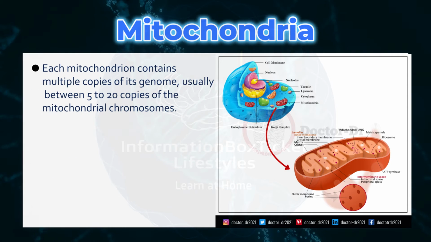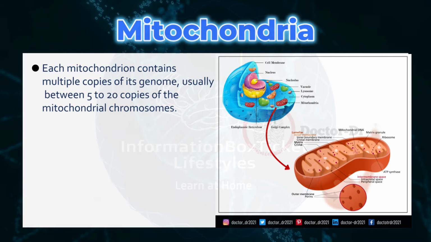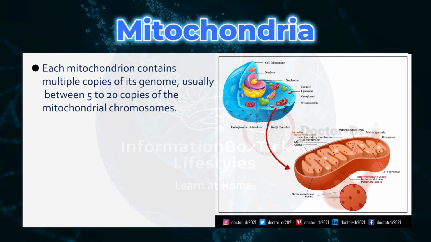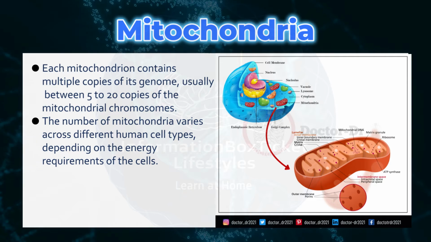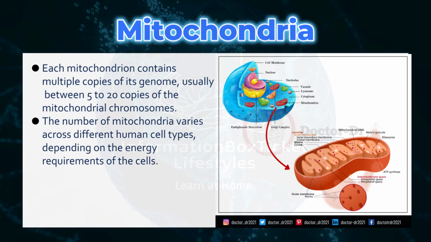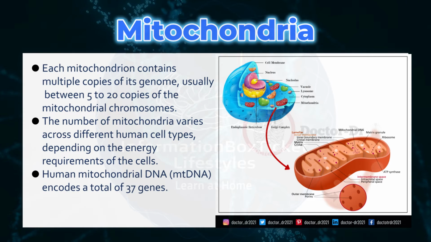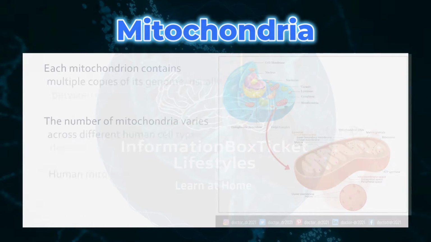Each mitochondrion contains multiple copies of its genome, usually between 5 to 20 copies of the mitochondrial chromosomes. The number of mitochondria varies across different human cell types, depending on the energy requirements of the cells. Human mitochondrial DNA, mtDNA, encodes a total of 37 genes.